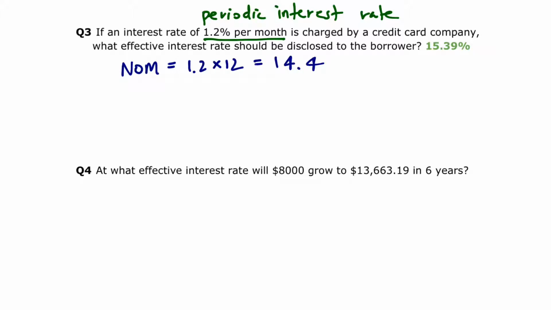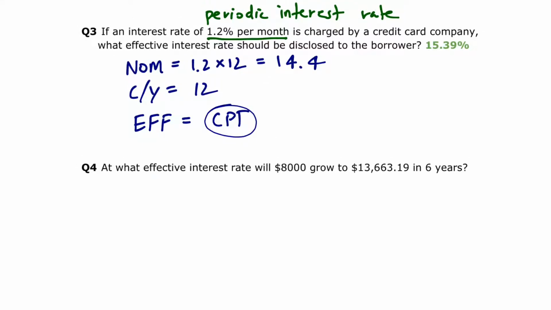So you can do this math in that special mode. When you get 14.4, press enter. And CY is going to be 12, and then you can compute effective. And if you're okay with that, try question 4. Think about it. I'll take it up very soon.